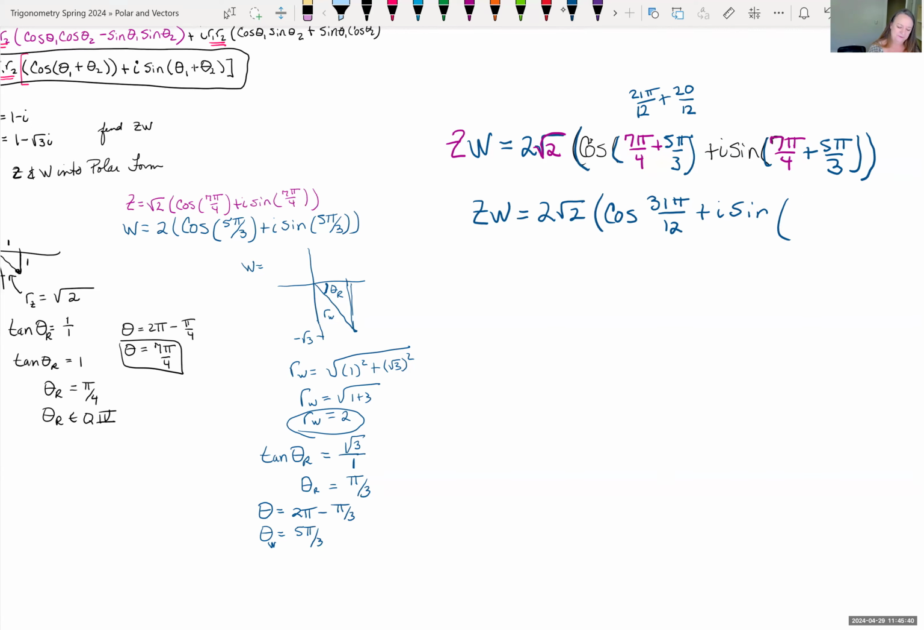So summing, we get 21 pi plus 20 pi is 40 pi twelfths. Plus i sine 41 pi twelfths. I can't add. Thank you. 41 pi twelfths. Okay, I think I got that.